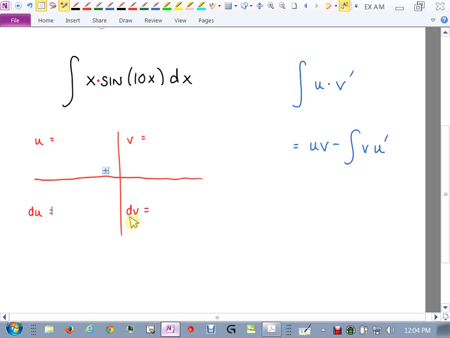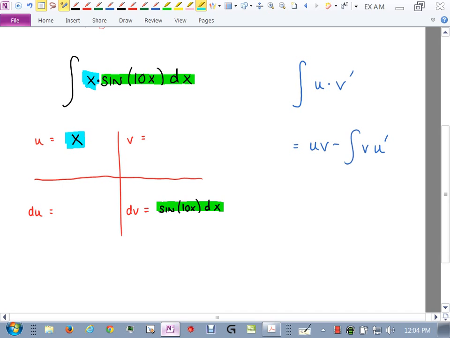All right, so what did we choose? What did we choose for u? We said x. Okay, I'm going to put that here. And then we chose the other piece to be v prime, and that was the sine 10x, and we will include the dx. So we have accounted for the entire integrand. Everything is accounted for here, right?